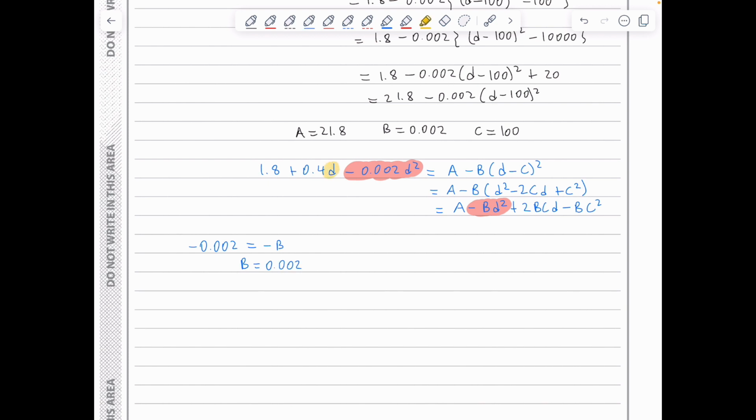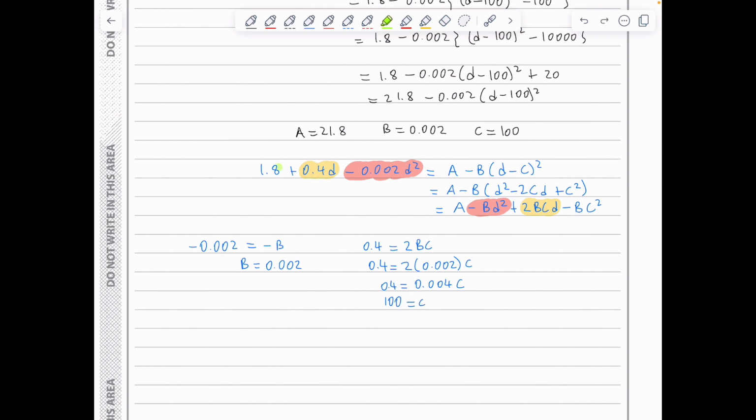Looking at the coefficient of d, on the left hand side we've got 0.4d, and on the right hand side we've got 2bcd. So this leads to 0.4 is equal to 2bc, and therefore 0.4 is 2 times 0.002, the value of b we just found, times c, which leads to 0.4 is equal to 0.004c, and therefore we get that 100 is equal to c.